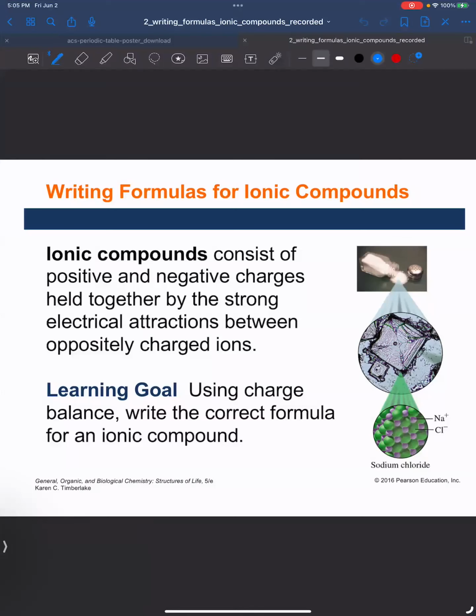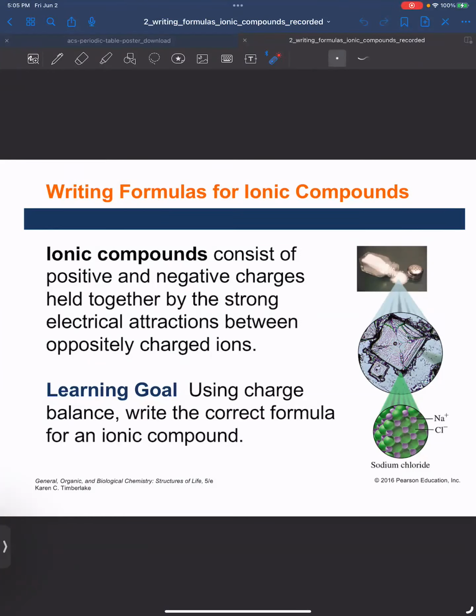Hello everyone, welcome back. The learning goal for this video is to use what's called charge balance in order to write the correct formula for an ionic compound. Ionic compounds consist of positive and negative ions or charges held together by strong electrical attractions between oppositely charged ions, and that's called an ionic bond.